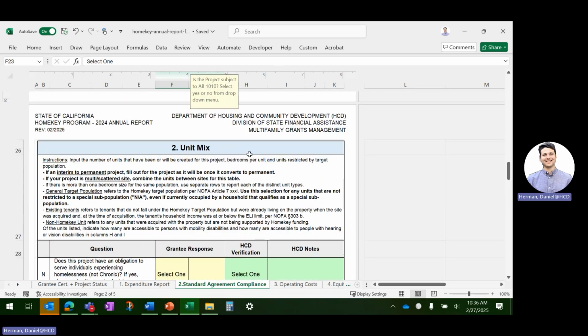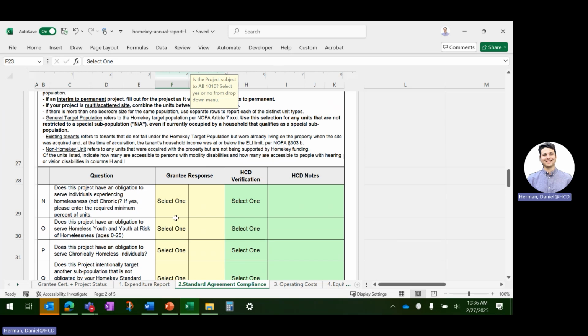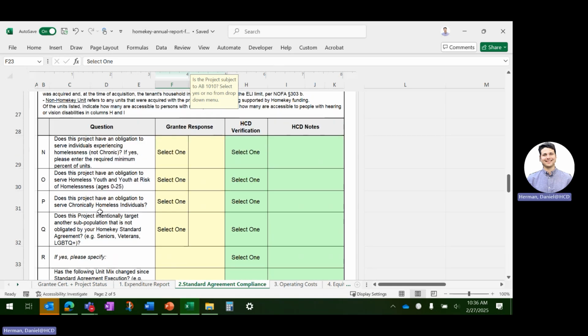The next part of the tab is called the unit mix section. And for this tab, you'll be entering information as it appears in your standard agreements as well. And you'll also be providing information as the project is occupied in reality. So the first questions, starting with question N, should be answered according to the commitments written into the standard agreement.